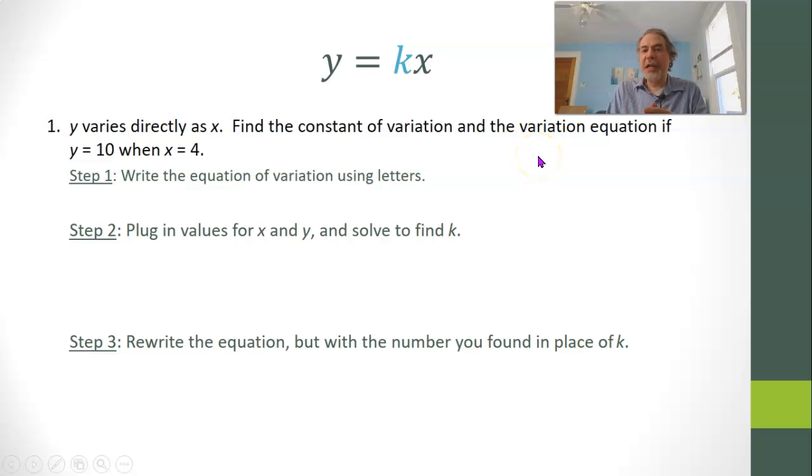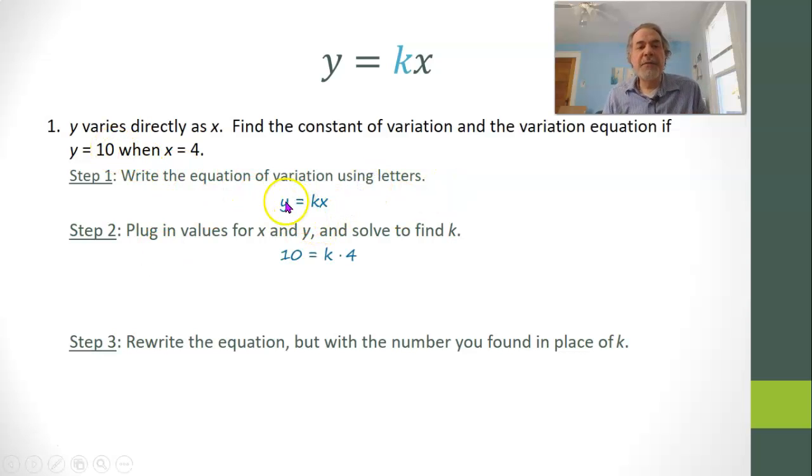So there's 3 steps. Step 1, write the equation using letters. So when it says y varies directly as x, you would translate that into an equation, y equals k times x. Step 2, take the numbers that they gave you for y and x and plug those into that equation and then solve to find what number k has to equal.